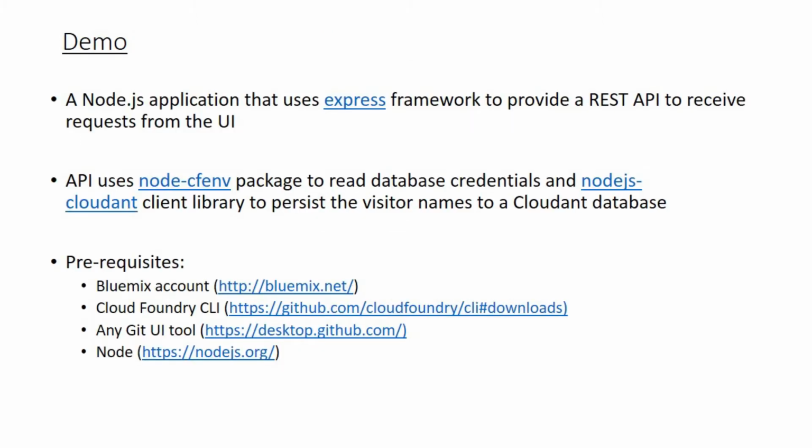So in the demo, the Node.js application will make use of Express framework to provide a REST API to receive requests from the UI. And also the API uses some Node modules, like for example, Node Cloud Foundry env package to read the database credentials. And also we make use of Node.js Cloud and Client library to connect to the Cloud and database.